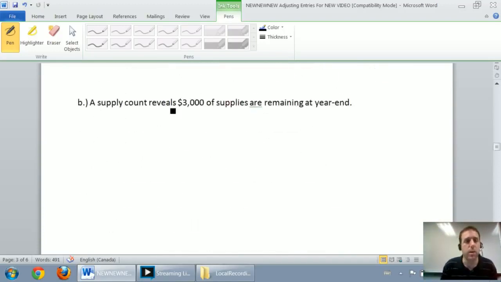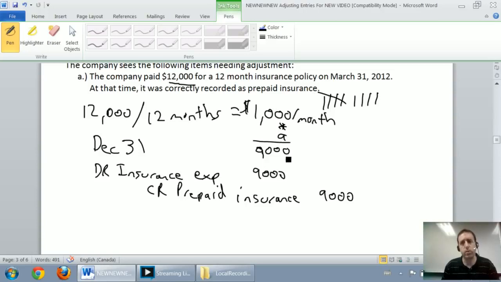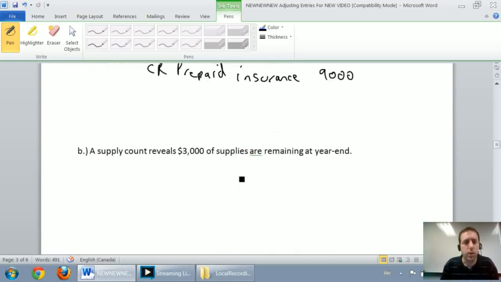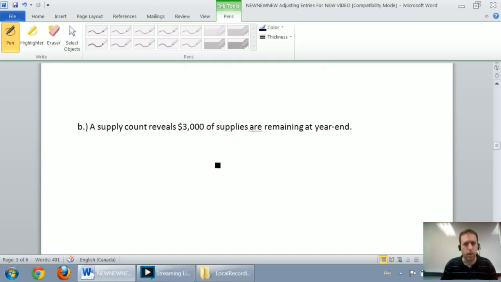Let's move on to journal entry B. B says a supply count reveals $3,000 of supplies are remaining at year end. Okay, well, we have $3,000 of supplies left. Now, supplies are another example of a prepaid. And just like prepaid insurance, where we have to figure out, okay, we used up 9 months, 9 months is expired, we have to record that $9,000 of insurance has been used up. Here we need to know not how much supplies are left, and that's what we're told. We're told there's $3,000 of supplies remaining. We need to know how many supplies we've used up. And that's weird because we only have one number here.